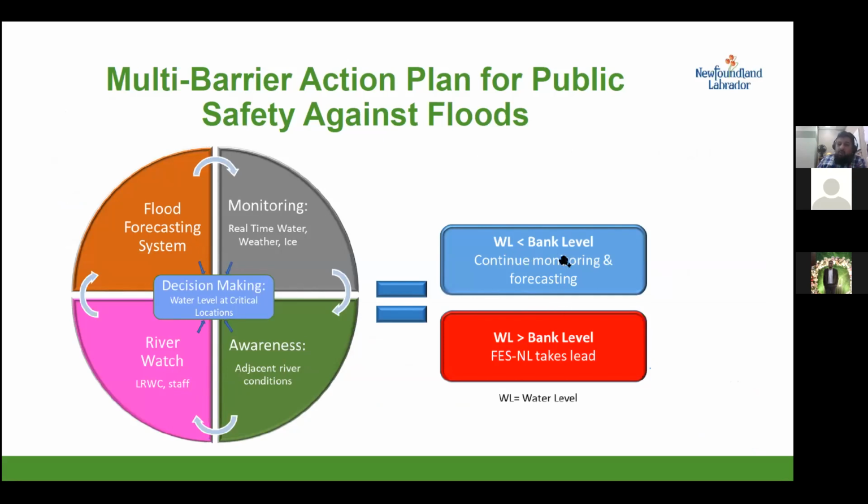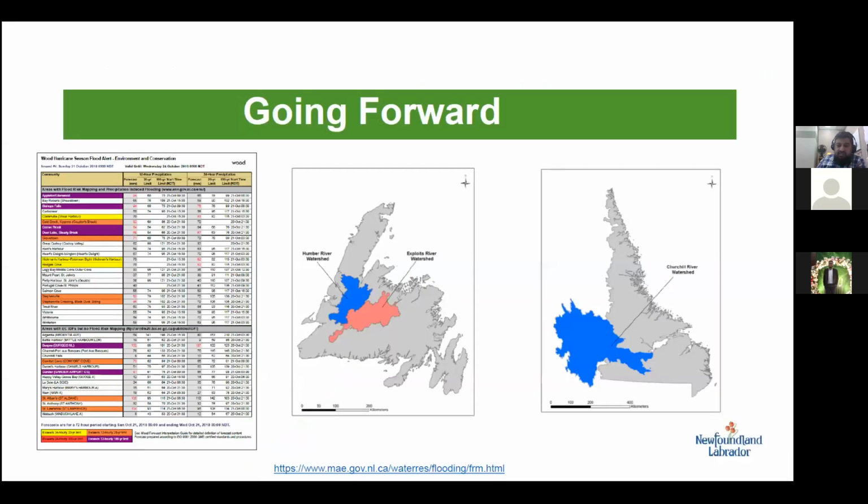If yes, we continue monitoring and forecasting. If these four activities tell us the water level is expected to go above the bank level, we then bring our emergency measures organization into the loop, and they start informing people and take measures accordingly. So this is our multi-barrier action plan that we are trying to implement in all areas that we have flood forecasting systems.